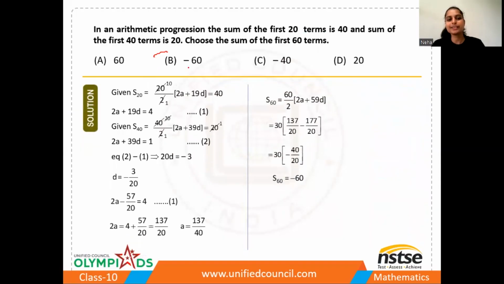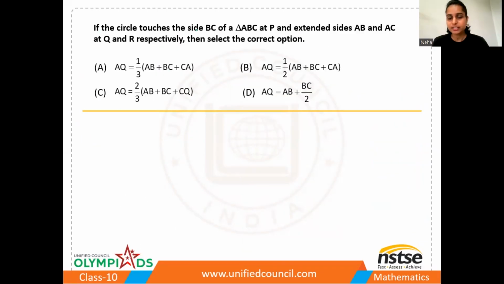So here students, the correct answer is P minus 60. Now the next question: if a circle touches the side BC of a triangle ABC at P and the extended sides AB and AC at Q and R respectively, select the correct option. Already the question is very fine. So what do we have to do first?